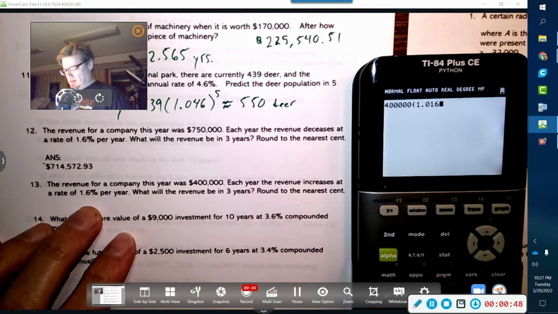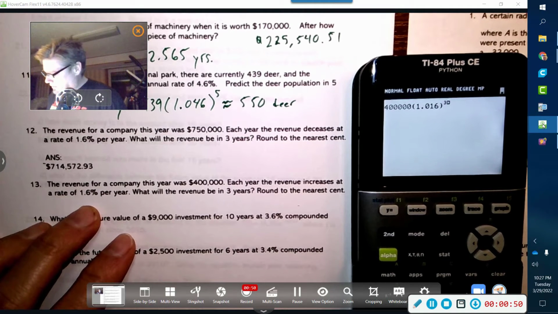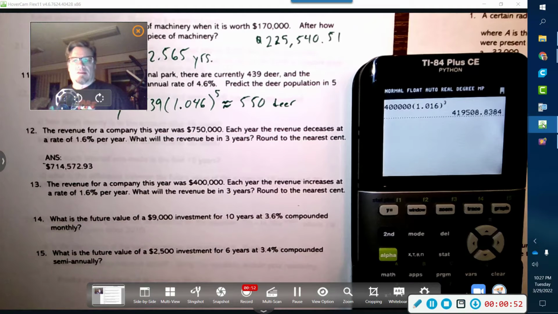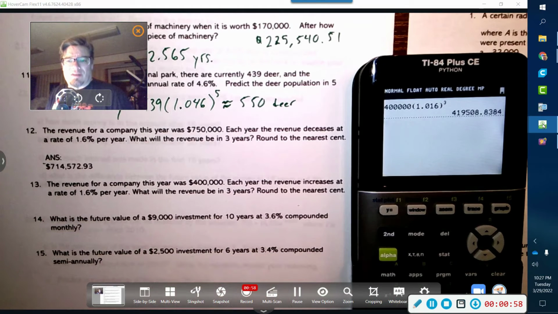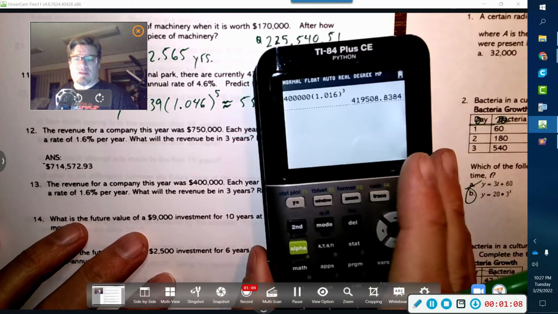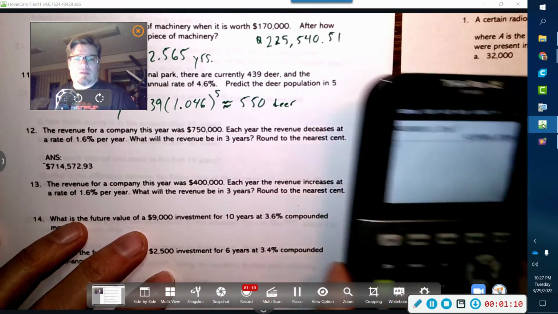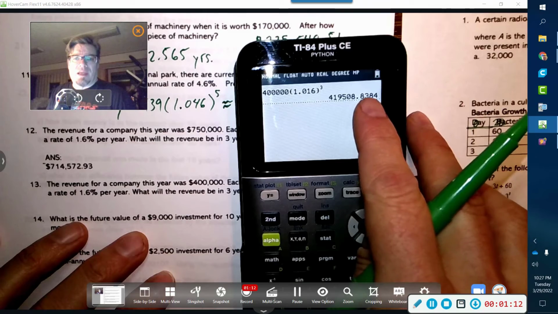1.016. And what's it going to be in 3 years? Okay, so yep, it's going to grow. Makes sense. It's going to grow by 20,000, just because it's that much money. I mean, 400,000 is a lot. So revenue, yeah, that's your answer. Rounded to the nearest cent, that would be 84 cents.